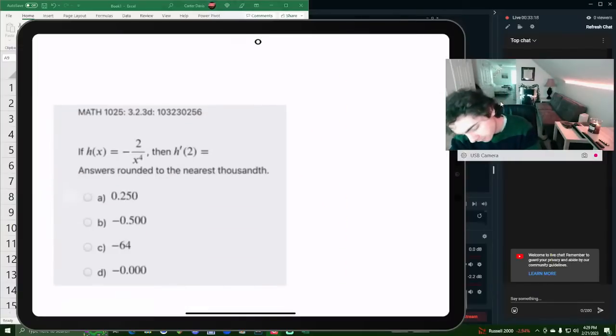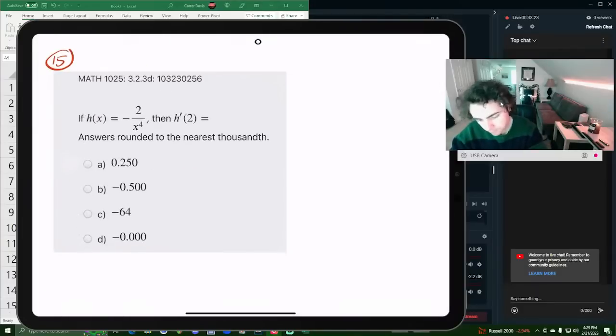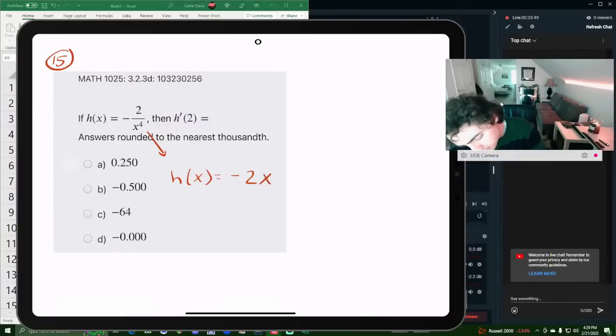Let's call this number 15. I think we have a bunch of practice ones. Nope, just that one. Sorry, mixing it up. So for this one, little demonstration. We can use what we learned earlier. So they give us h of x, and we need to find h prime at 2. So we're going to take the derivative first. And before we do that, actually, we need to rewrite this function. So h of x can be rewritten as negative 2, and the reason we need to rewrite it is because x is in the denominator. So we bring it up, and we just make its exponent negative.